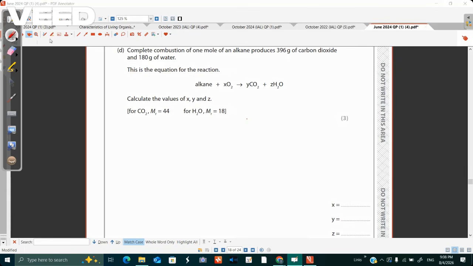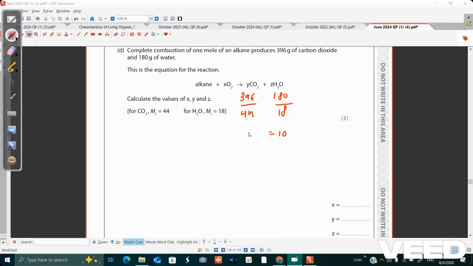So they have given the total mass as also, right? 396 of carbon dioxide, 180 of water. So let's find the number of moles of each of these. Carbon dioxide: 396 divided by 44. Here it is 180 divided by 18. So when you do that, you are getting it as 10. Here you are getting it as 9.